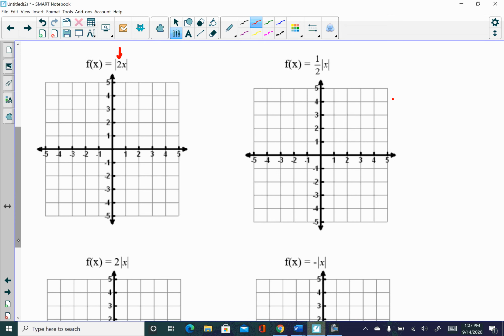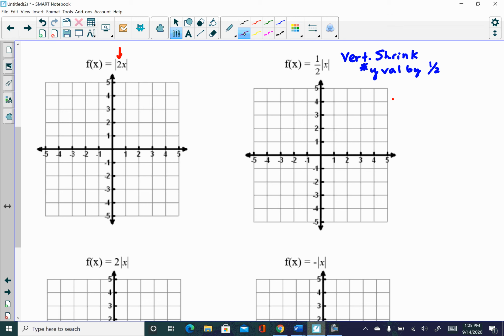f of x equals 1/2 absolute value of x. So it's outside, okay? So since it's outside, that means it's a vertical. It's a fraction though, so it's going to be a vertical shrink. But vertical, remember, affects your y values, and it affects it how we normally would think it would, okay? So since this is 1/2 times, we're going to be multiplying our y values by 1/2, okay?